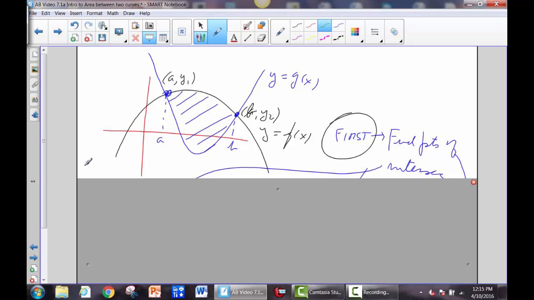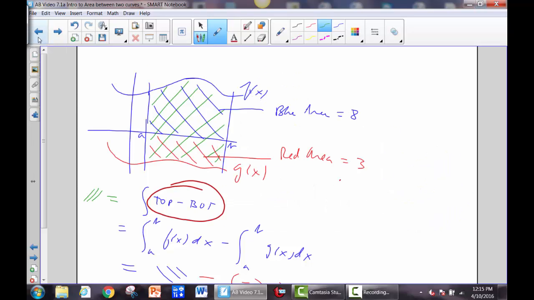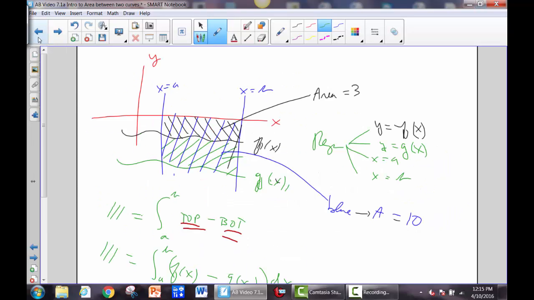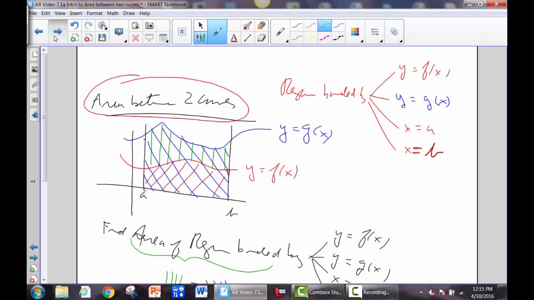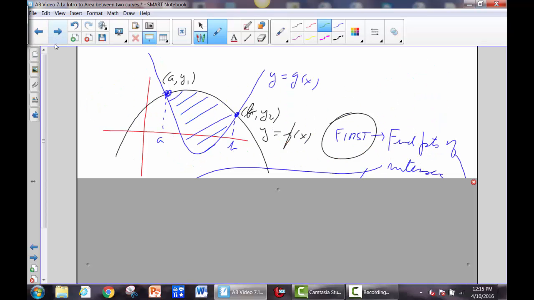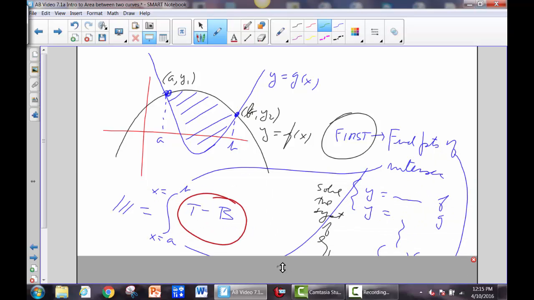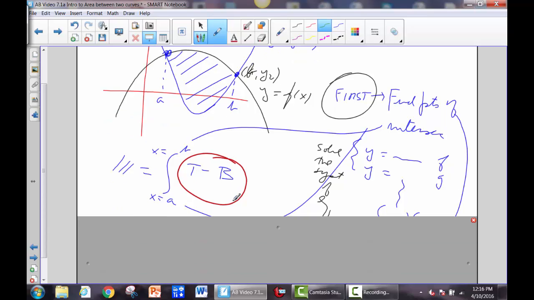Now, so far, in every graph we've seen, the left and right borders have been vertical lines, x equals a and x equals b. But that might not be the case. What you might have is simply the two curves intersecting one another. Now, you'll have to first find those points of intersection. And basically, it comes down to the same thing, top minus bottom.